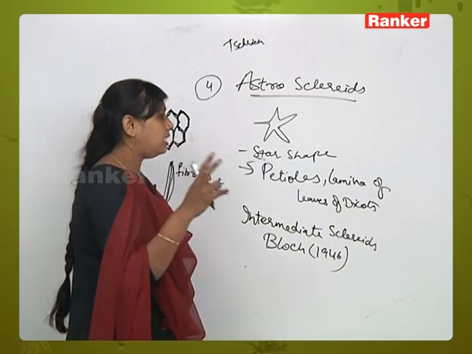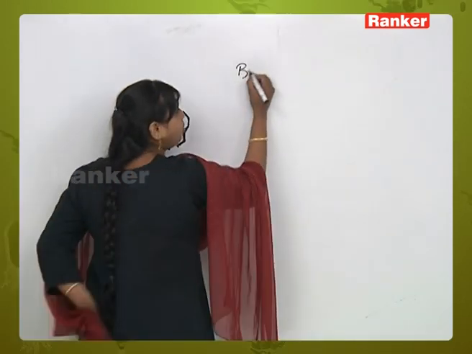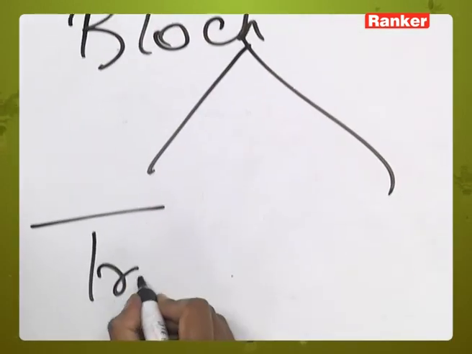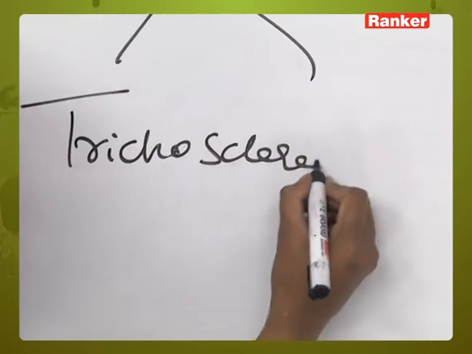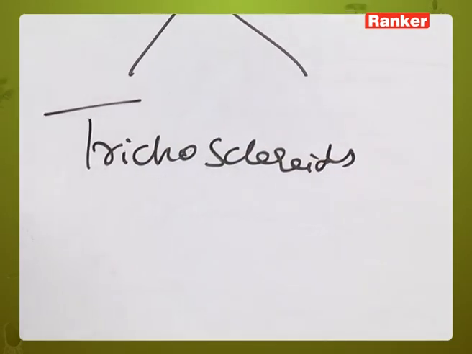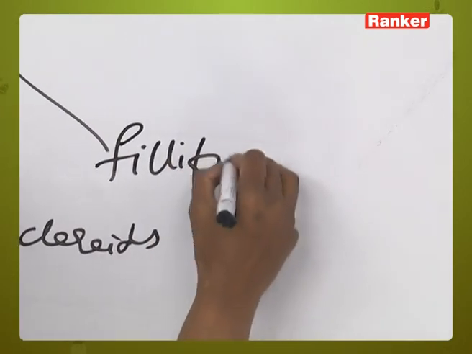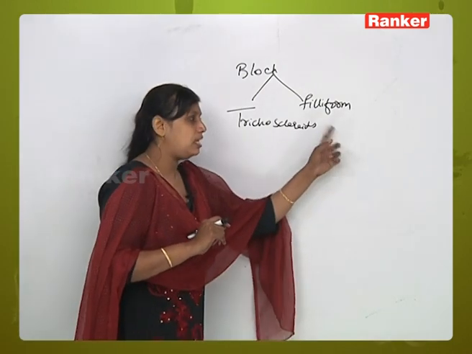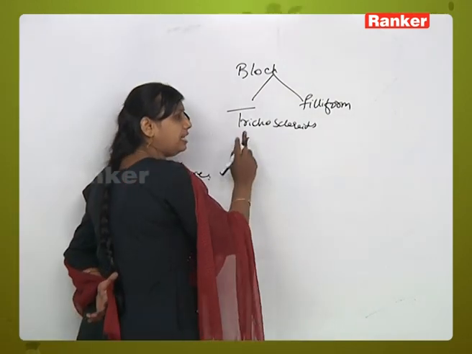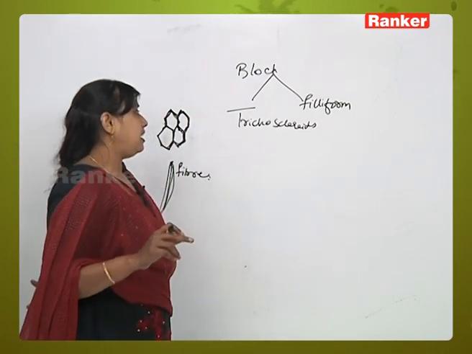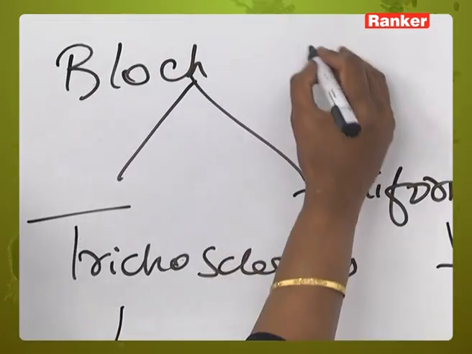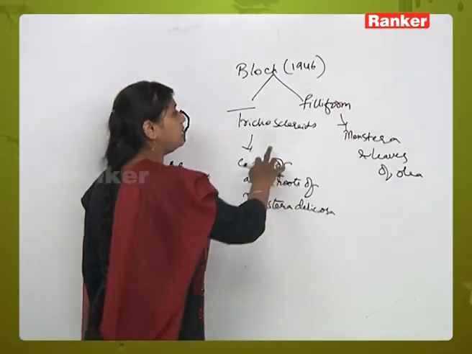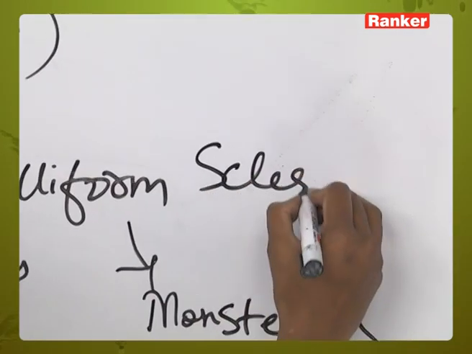So, Bloch said there are 2 types of sclerites. According to Bloch, sclerites are of 2 types. Those are called trichosclerites, and another one is called filiform sclerites. I will give you multiple choice questions; 2 multiple choice questions are here. Where do you find the trichosclerites? In hydrophytes like Nymphaea. According to Bloch in the year 1946, we have 2 sclerite forms: the first one is trichosclerites and another form is called filiform sclerites.